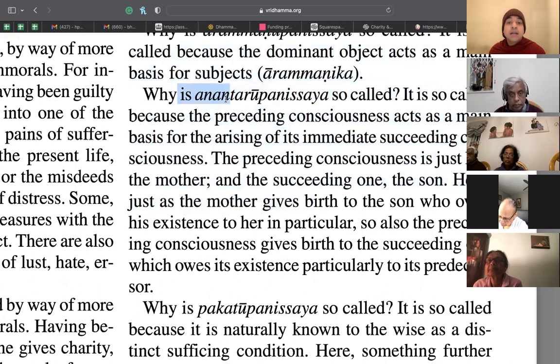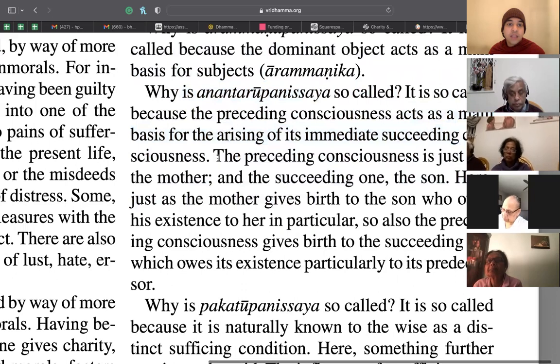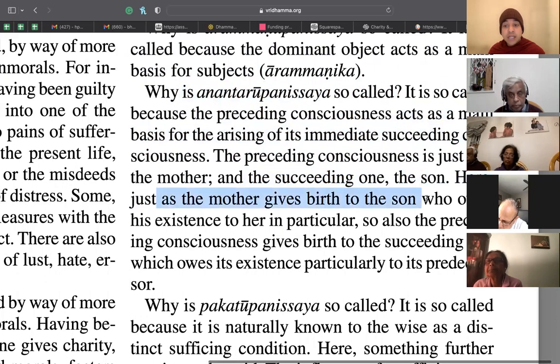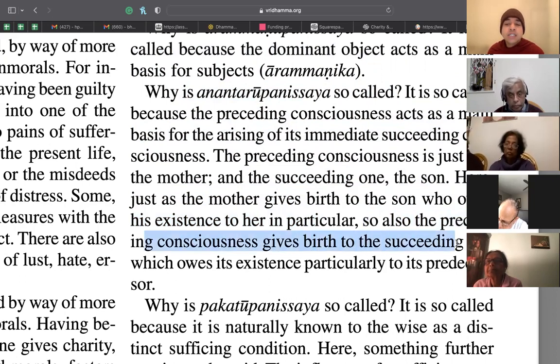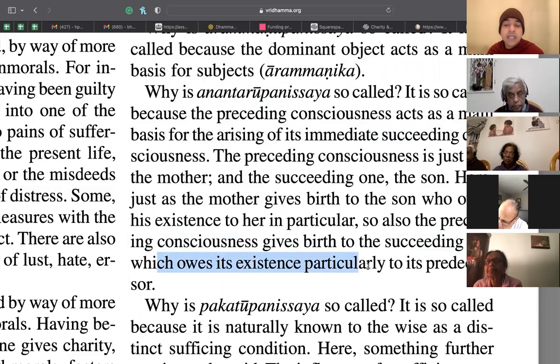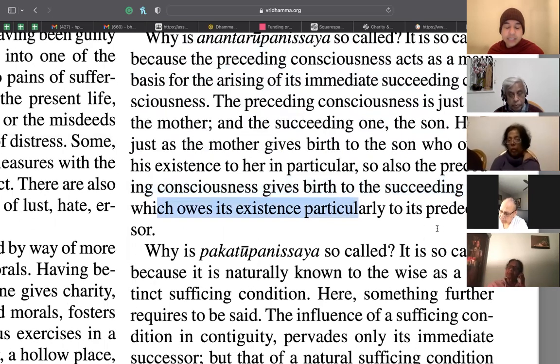Why is Anantarupanishad called? It is so called because the preceding consciousness acts as the main basis for the arising of its immediate succeeding consciousness. The preceding consciousness is just like the mother and the succeeding one, the son. Here, just as a mother gives birth to the son who owes his existence to her in particular, so also the preceding consciousness gives birth to the succeeding one which owes its existence in particular to its predecessor.